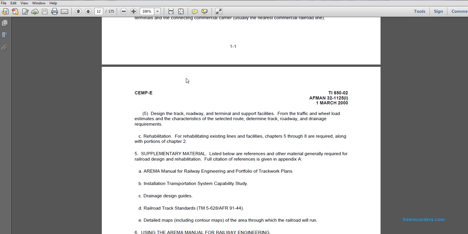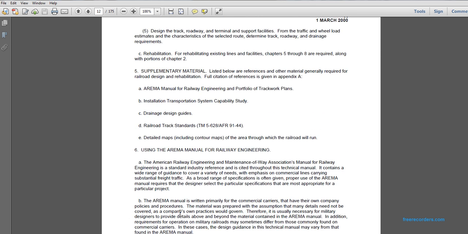C. Rehabilitation. For rehabilitation of existing lines and facilities, Chapters 5 through 8 are required, along with portions of Chapter 2. 5. Supplemental material. Listed below are the reference materials generally required for railroad design and rehabilitation. Full citations are given in Appendix A. A. The AREMA Manual for Railway Engineering and Portfolio of Trackwork Plans. B. Installation transportation system capability study. C. A drainage design guide. D. Railroad track standards, TM 5-628 or AFR 91-44. E. Detailed maps, including contour maps of the area through which the railroad would run.